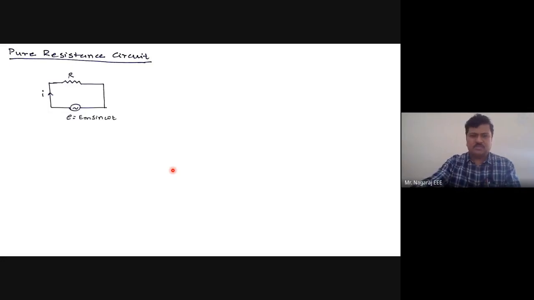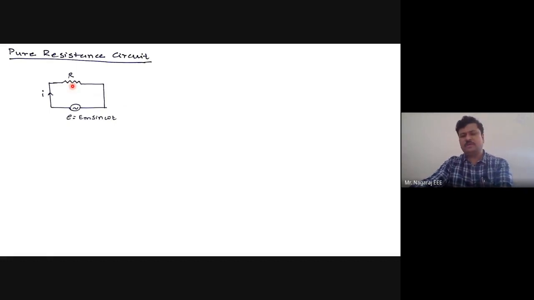Okay, so the first circuit we see is the pure resistive circuit. A pure resistive circuit will consist of only a resistance and a source. This is the simplest circuit in electrical circuit analysis. What we are dealing with is the circuit analysis part. So this is the simplest circuit wherein there is only one resistive component and only one source. There is only one branch in the entire circuit and only one current flows. So it is the simplest circuit of all. This is the pure resistive circuit.